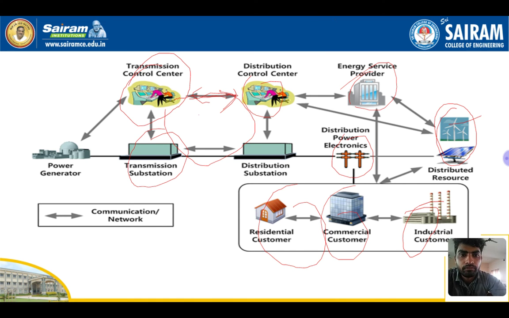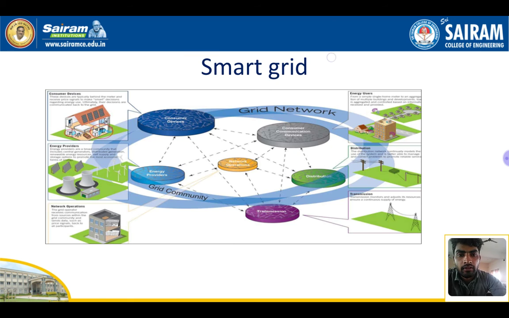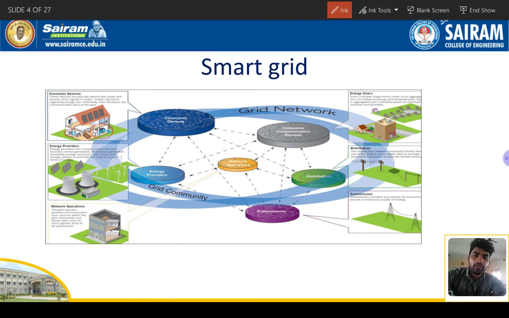Next, I think you watched the previous videos, so definitely you will understand what the meaning of a smart grid is and how it works, right. First one, there is a network operation. See here, everything is two-way communication. Keep it in your mind, right? See here, network operation.